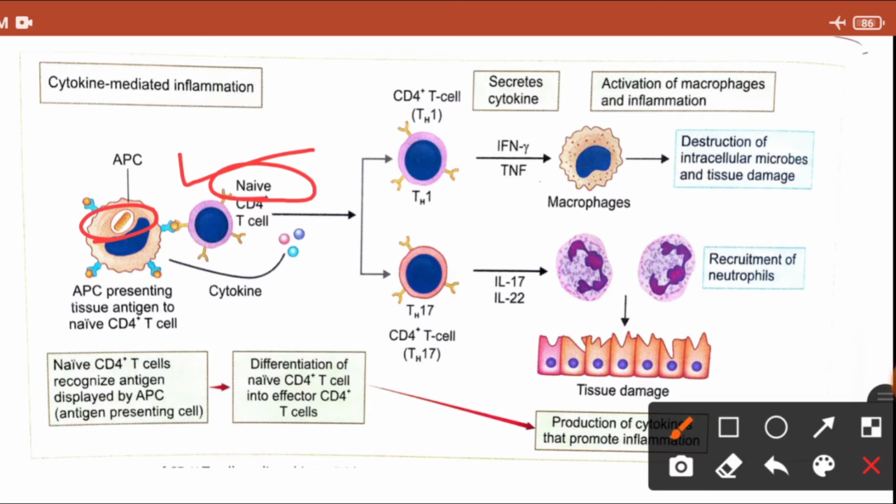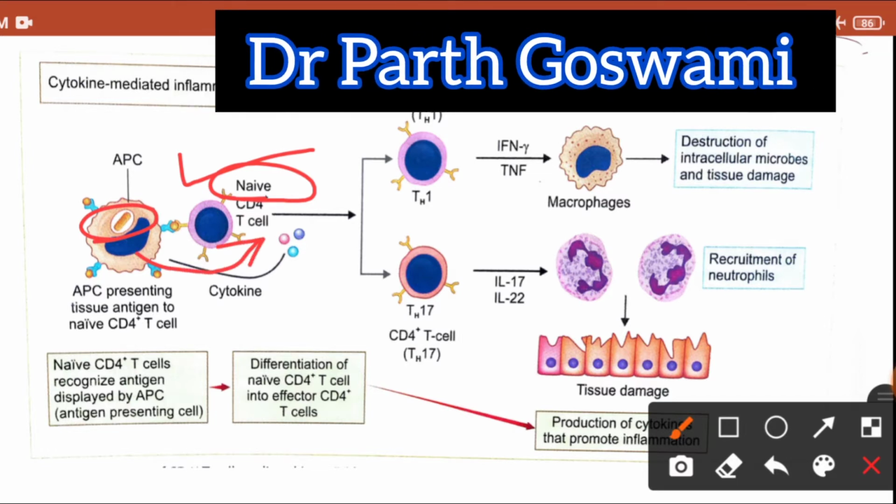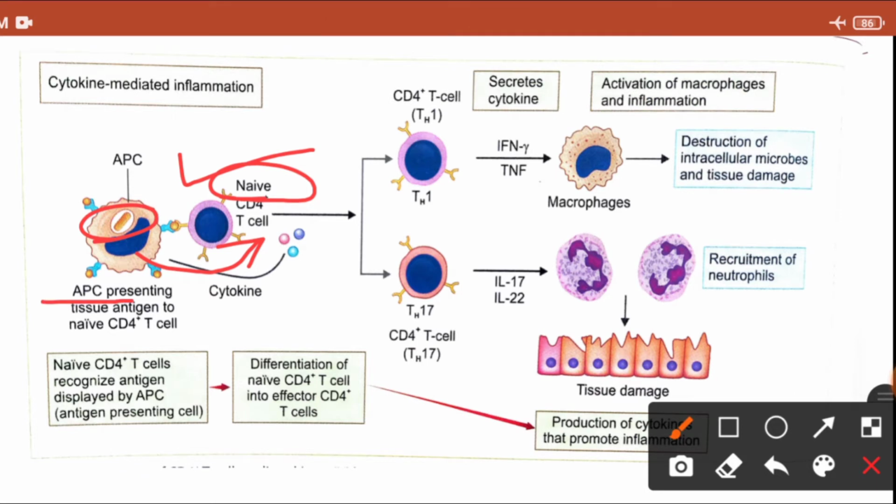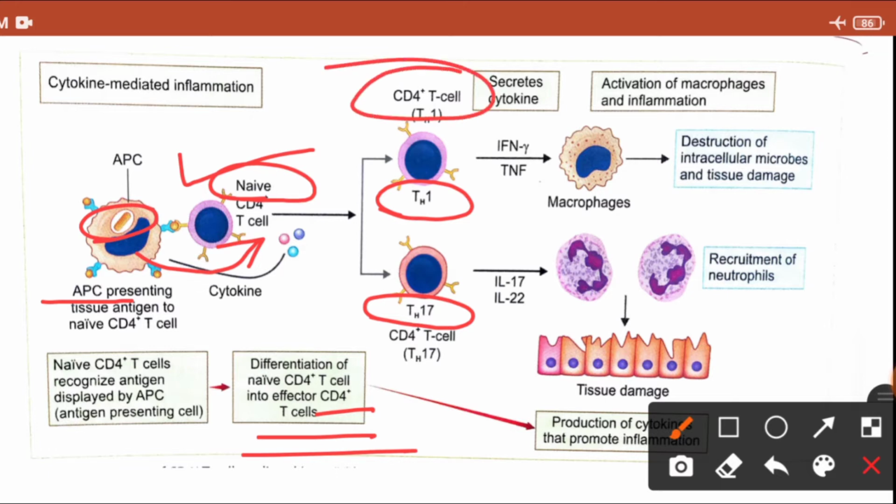So this particular antigen will be presented to the T lymphocyte by the antigen presenting cell. The dendritic cell, Langerhans cell, macrophage, B lymphocyte, etc. are the antigen presenting cells. So they will present the antigen to the naive CD4 T lymphocyte. And now this CD4 T lymphocyte, the T helper cell, can be differentiated either into Th1 cell, that is T helper 1, or T helper 17 CD4 T lymphocyte. Right, this is the subtype of CD4 T lymphocyte, the T helper cell. The CD4 T lymphocyte can be differentiated into Th1 or Th17.